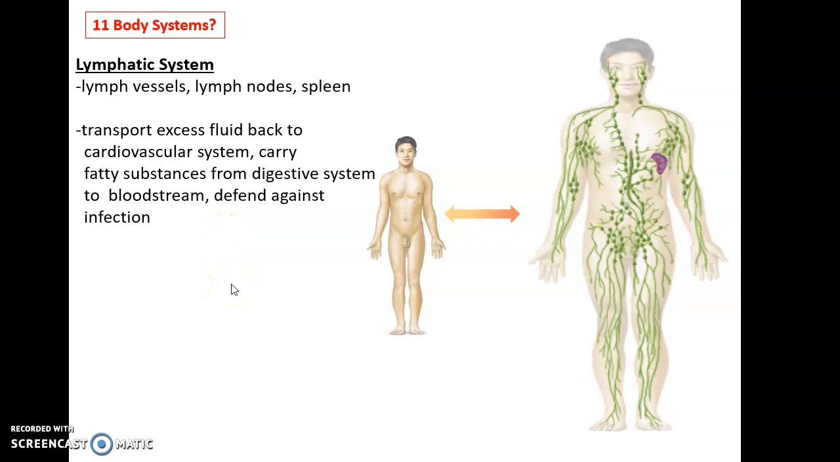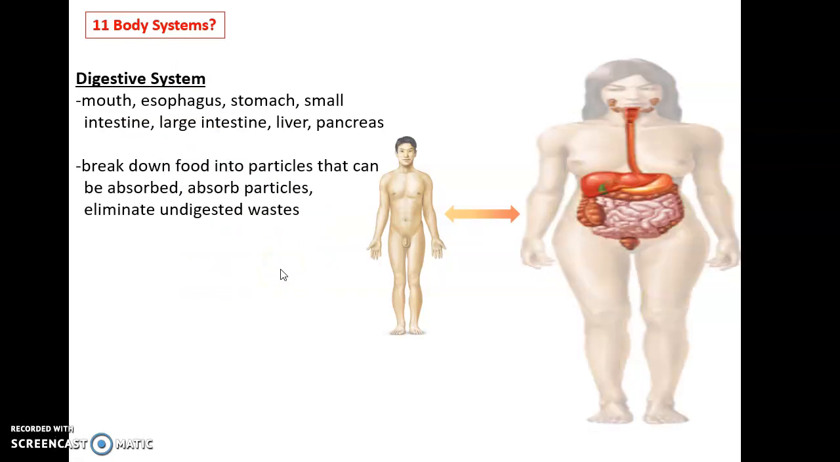Then we have the lymphatic system. The lymphatic system includes the lymph nodes, the lymph vessels, the spleen. It is involved in transporting excess fluids from tissues back to the cardiovascular system. It also is involved in moving fatty substances that we absorb from the digestive system to the bloodstream. And it has a very important role in protecting us against infection. Our immune response is very important and linked closely to the lymphatic system.